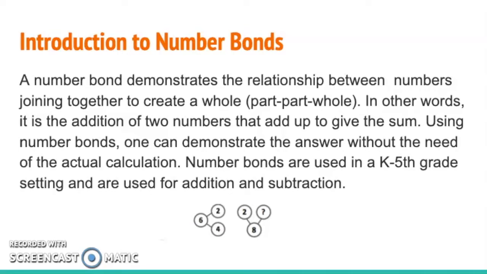Number bonds are the simple addition of two numbers that add up to give the sum of a whole number. By using number bonds, one can practice how to tell the answer without the need of an actual calculation. This math model is a great example for grade school students from kinder to 5th grade to learn how numbers join together and how they break down into component parts.